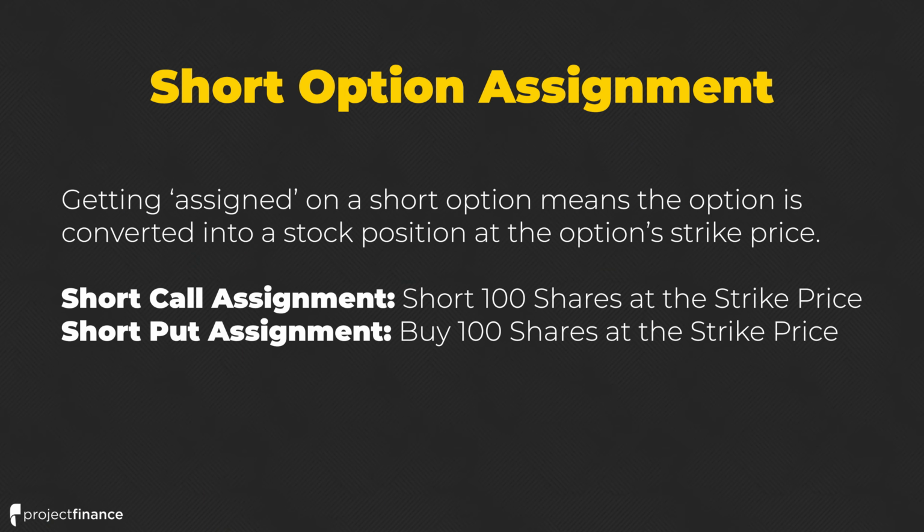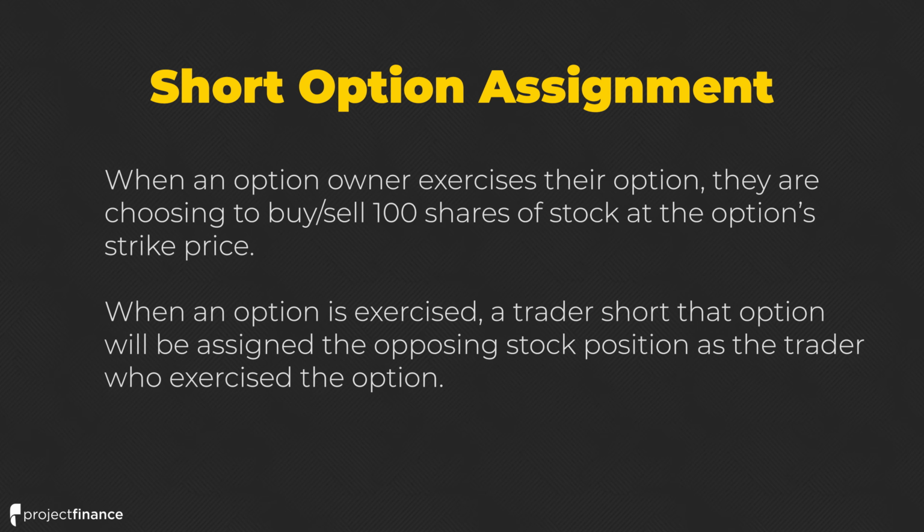It's important to note that when shorting options, you can get assigned on the option, which effectively means that your short option position is converted into a stock position at the option's strike price. This happens because option buyers can exercise their options, which means that they are choosing to buy or sell shares at their option's strike price.